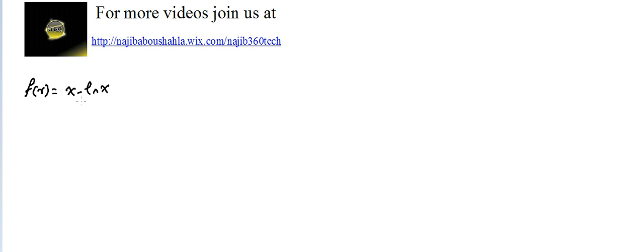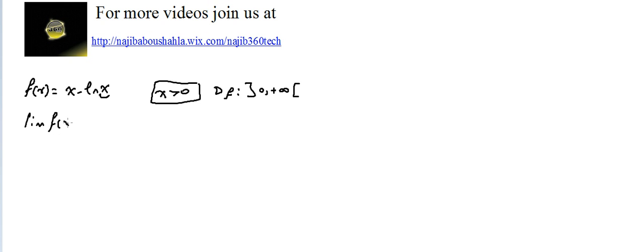Okay, first, as usual, x is greater than 0, and this is the domain, right? So the domain of the function f is from 0, open at 0, to plus infinity. Second, we need to find the limit at the endpoints. We always do this procedure.